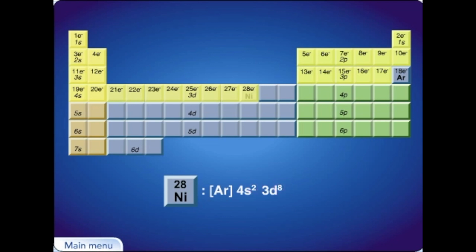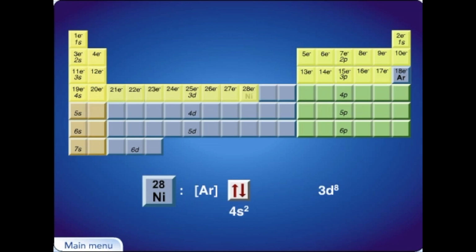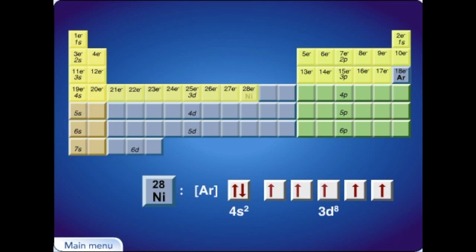We use a box to represent each orbital. We place 2 electrons in the 4s orbital with opposite spin. We place 1 electron in each of the 3d orbitals with the same spin. This accounts for 5 of the d electrons. The remaining 3 electrons are paired up in 3 of the d orbitals with opposite spin. This is the ground state orbital diagram of nickel.